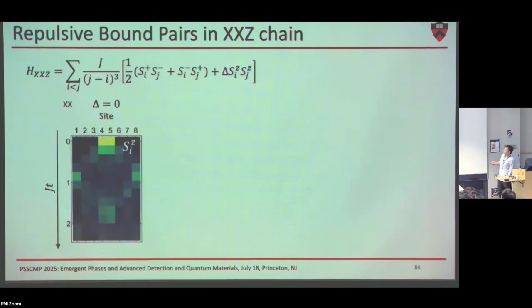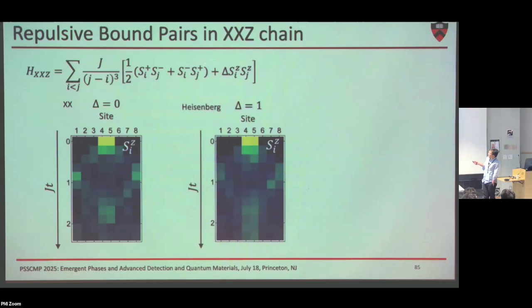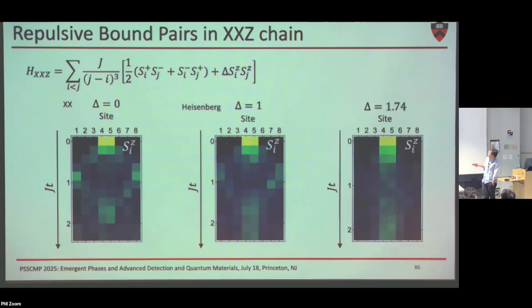Now, if you were only able to access average observables, nothing very interesting happens. So here's some experimental data. We flip two spins in the middle of a chain of 8 and ask how the spin propagates. Now, as I turn up this Ising term, you can see that nothing really special happens.